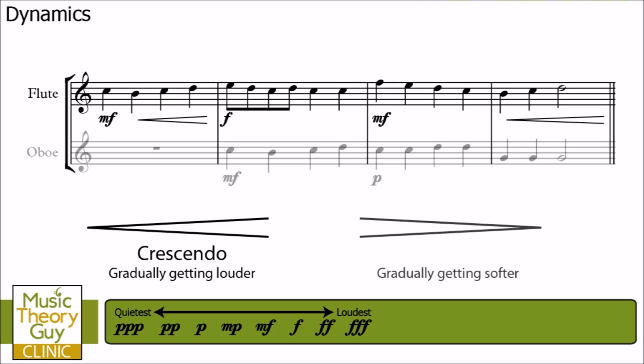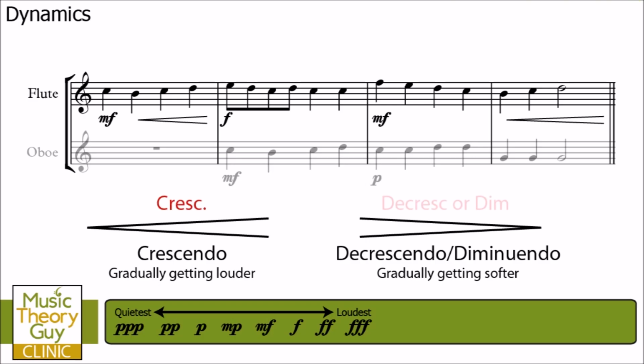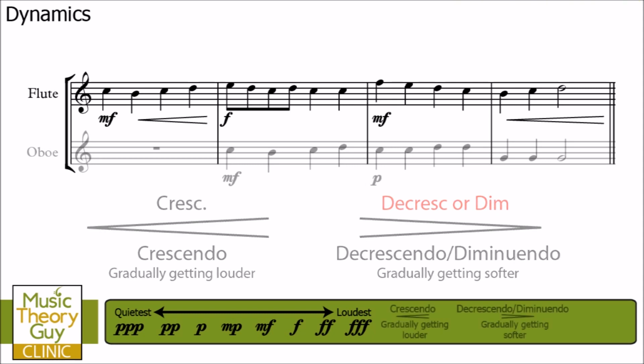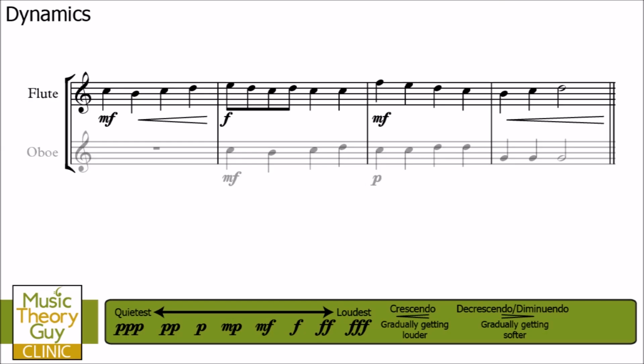Now just be aware that there's also a symbol that looks very similar to crescendo, and it looks like this. It's the exact opposite of that symbol, and it means gradually getting softer. That's called a decrescendo or a diminuendo. And be aware that sometimes you don't even see those symbols. They're replaced with cresc. for crescendo, or decresc. or dim. for decrescendo or diminuendo. So I'm just going to pop those symbols at the bottom of our screen.